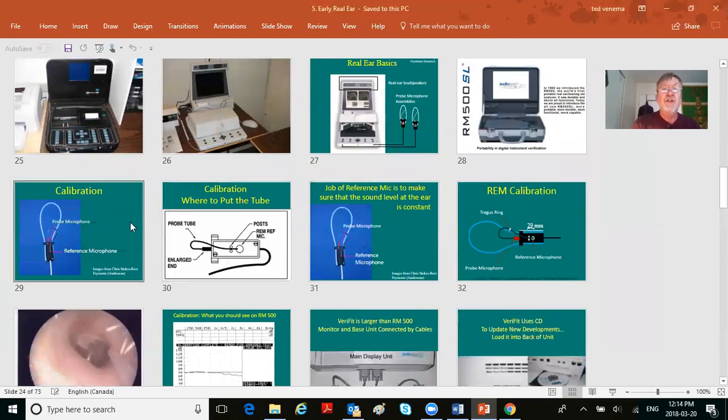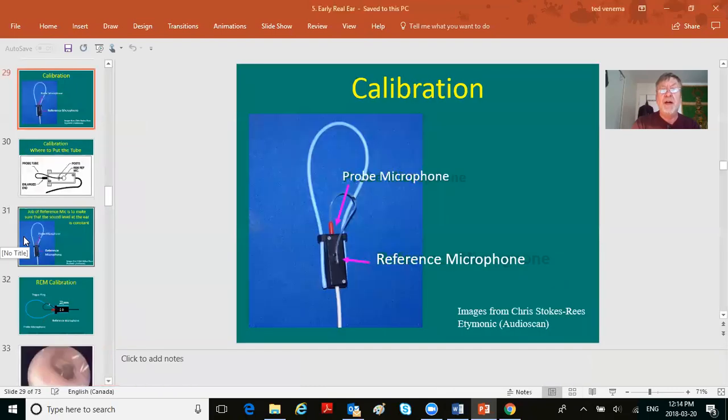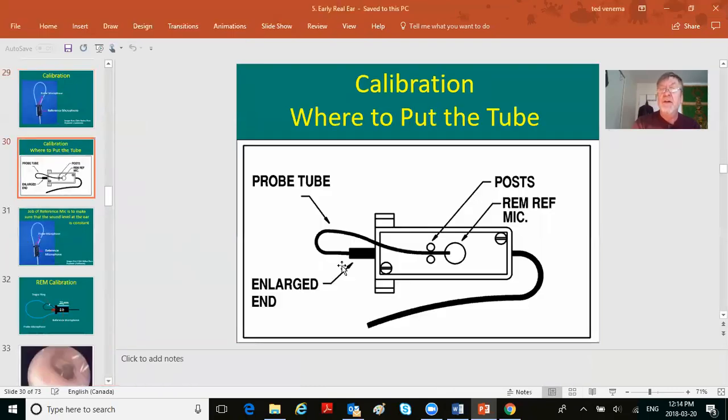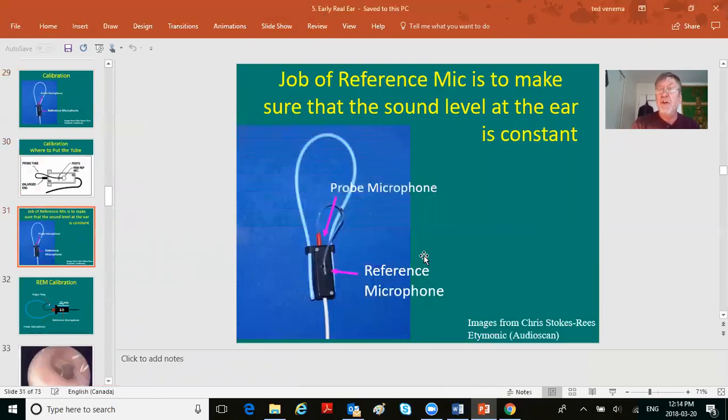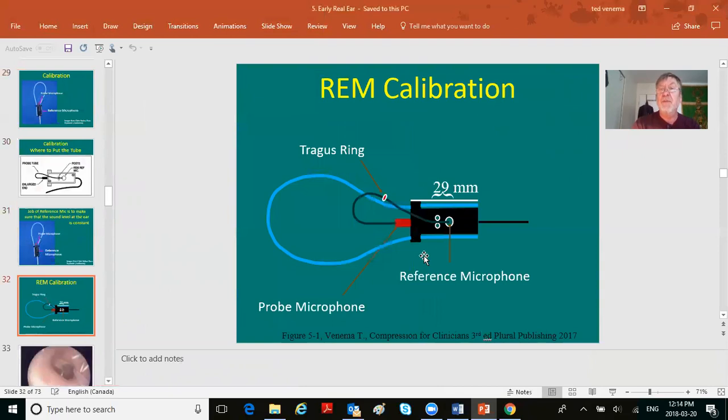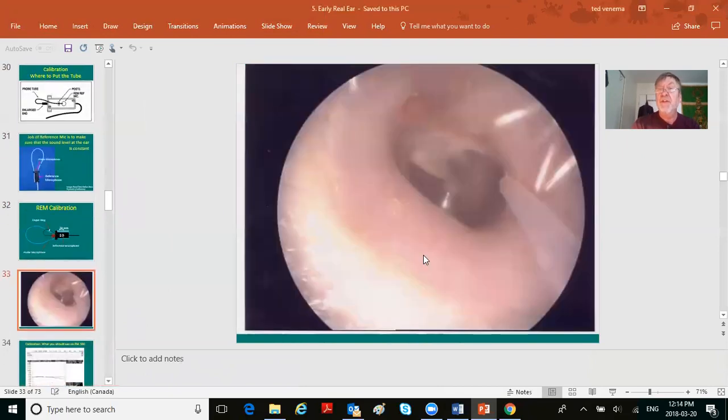Here's your probe mic assembly box, the black thing. Here's another picture of a probe mic assembly box. Here's another picture. Here's a picture of the probe tube in someone's ear canal. A nice clean ear canal, that one is. And you can see how the tip is really nice and close up to the guy's eardrum.